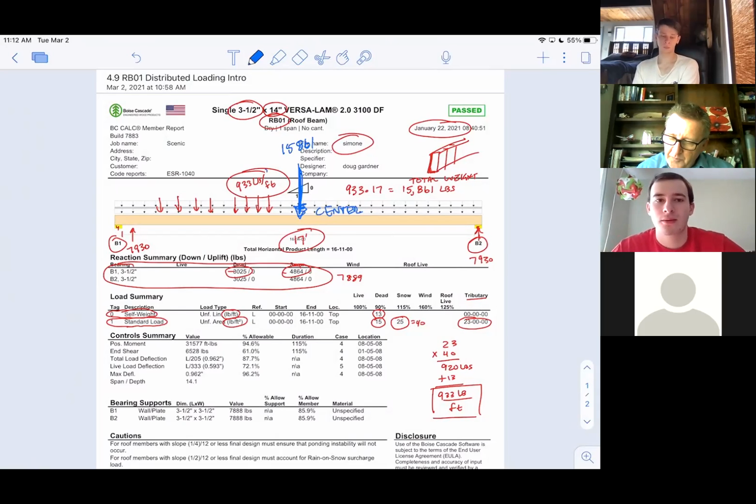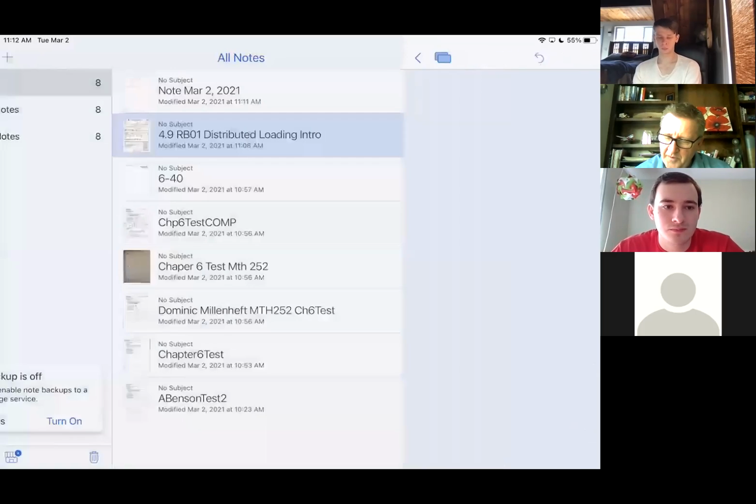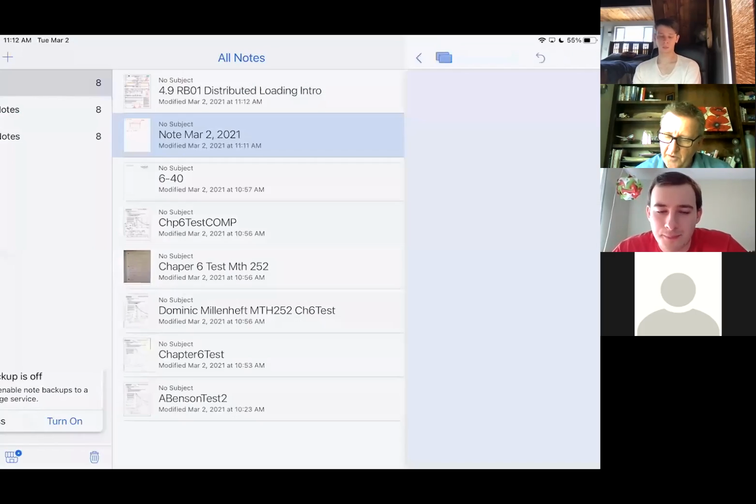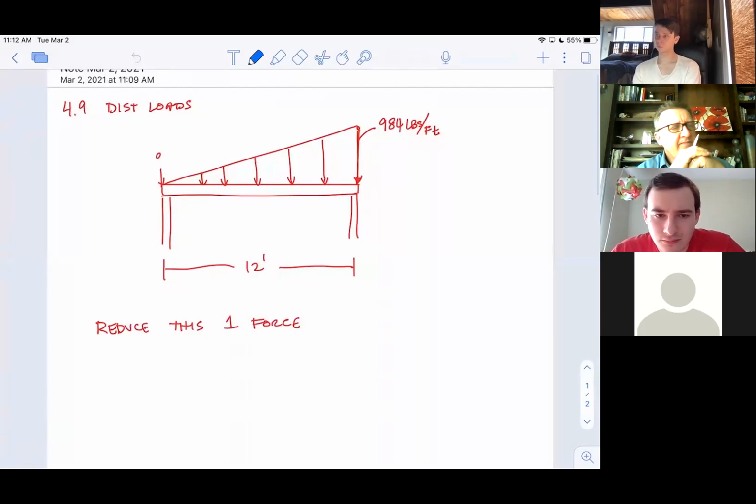So we took the pounds per foot and multiplied by the feet, 17. And then we got 15,861, and we knew it was right in the middle. Well, we got to do the same thing now, but the problem is this is a triangular load, which is very different. So where would that be? And how much weight is that? So it's very different if it's a triangular load.